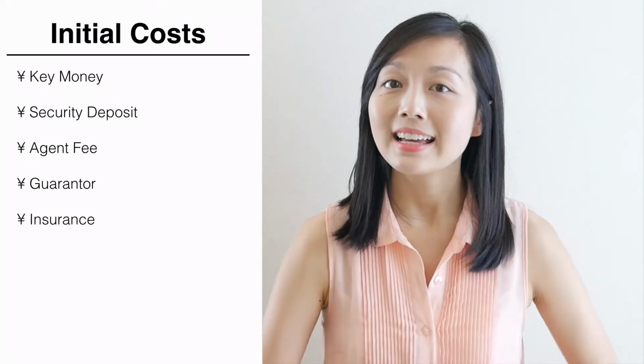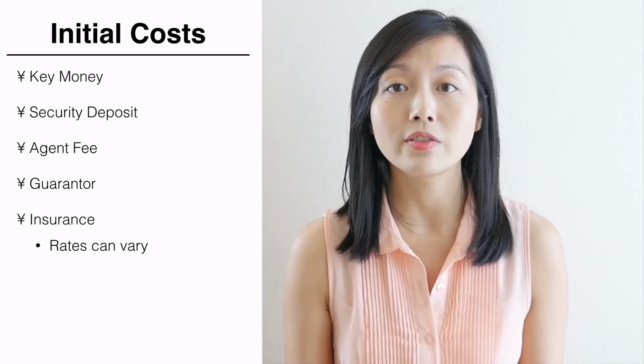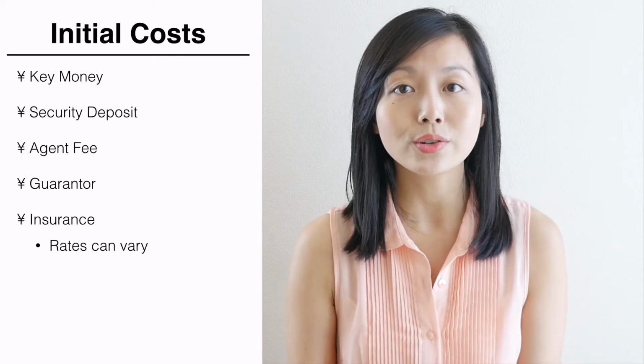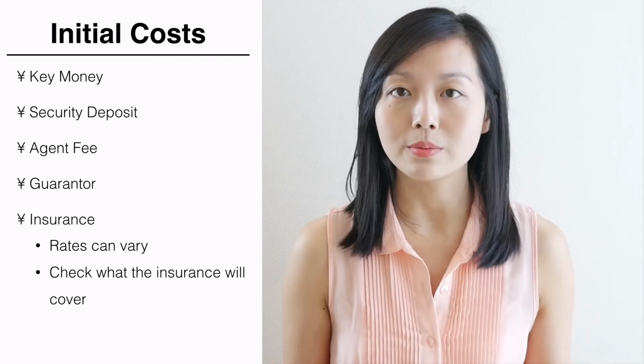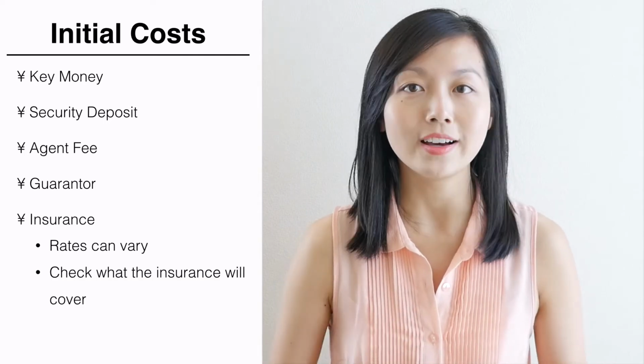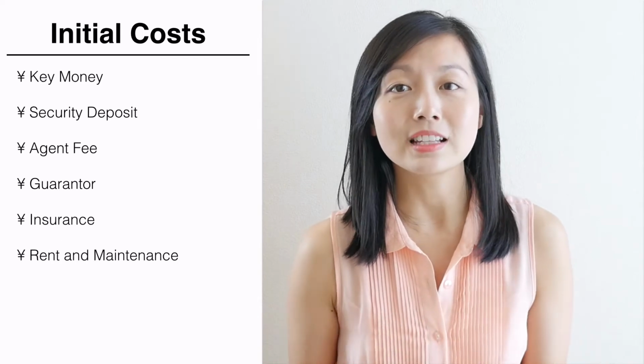Next, insurance. This will vary depending on what insurance you get. Currently, my insurance for my place is 9,250 yen per year, and that covers things like damages from strong wind, fire, water, etc. And of course, there's the monthly rent and maintenance fee.